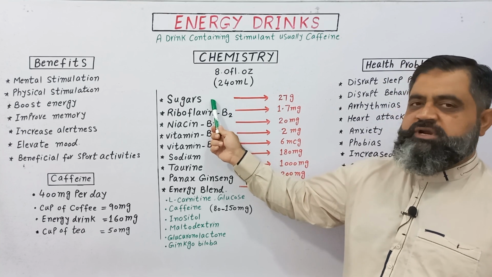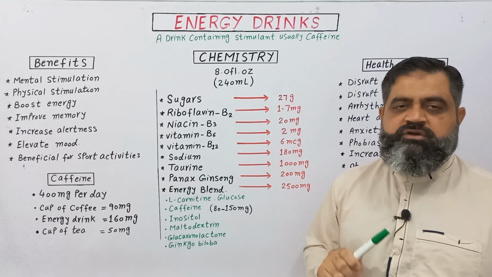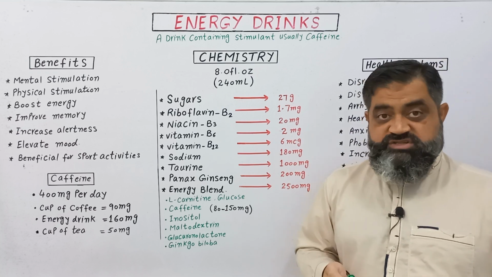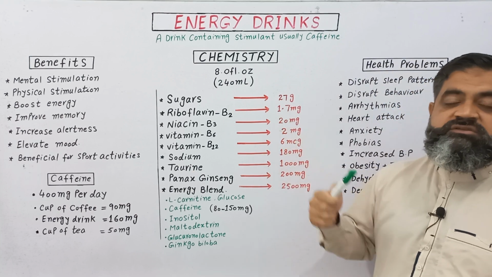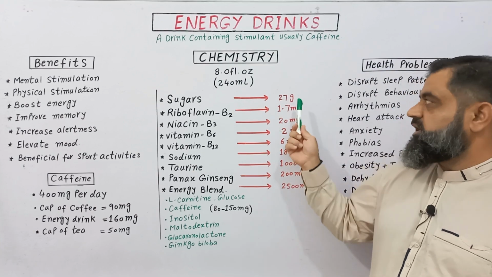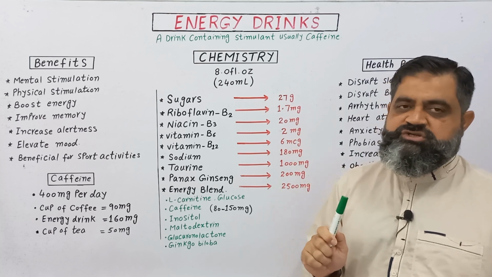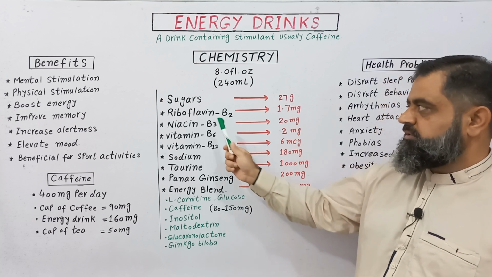Sugars are present in the form of glucose, fructose or corn syrup, which are the forms of added sugars. There are 27 to 35 grams of sugars present in each energy drink.